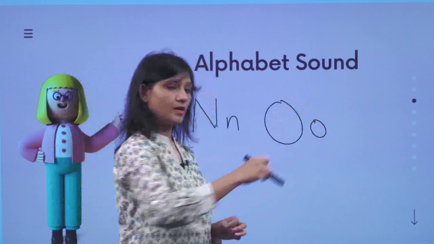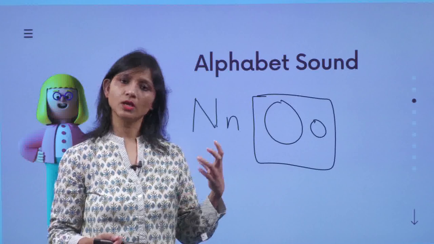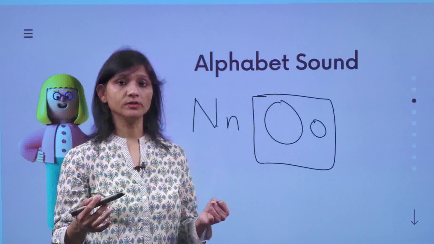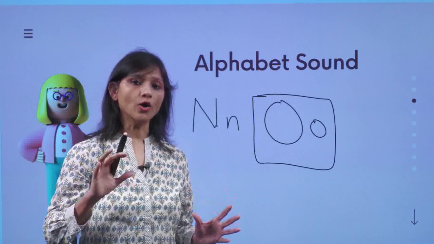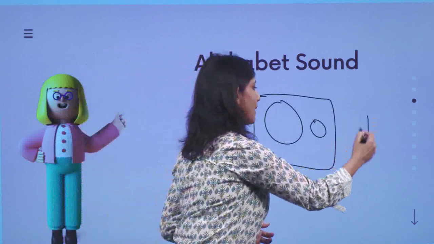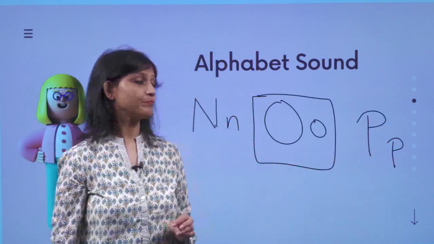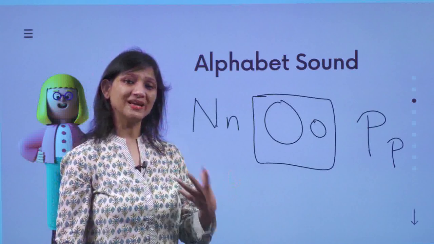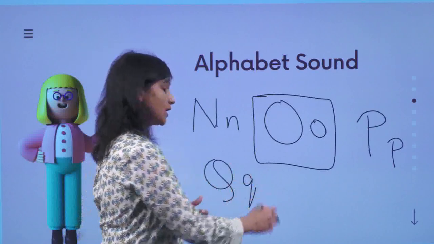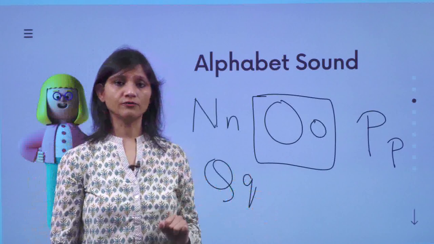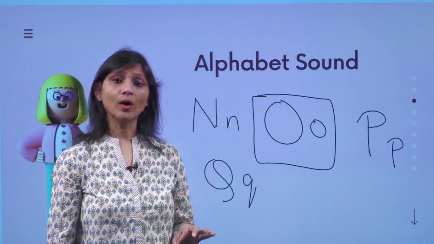Then O. And again, I'll put O in the box because O is a vowel. The letter sound of O is "oh." The phonic sound of O is "o," orange, ox. Then P. The letter sound is "pee," the phonic sound is "p," parrot, pet, puppy. Then Q. The letter sound of Q is "kyoo." The phonic sound of Q is "qua," queen, quail.